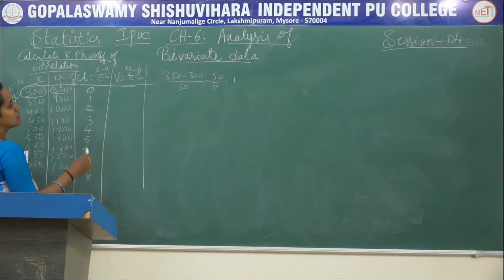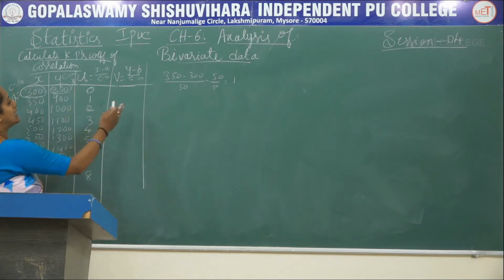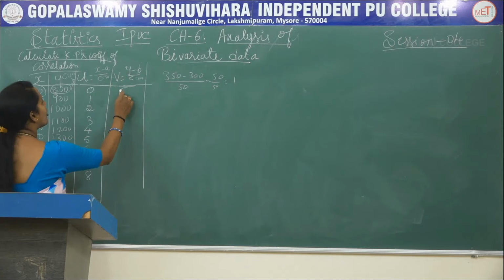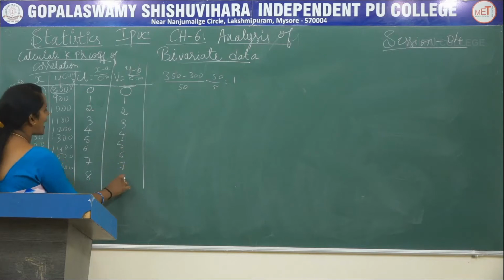For v also, the same procedure, the same steps we are following, but here c is equal to 100. Instead of 50, here c is equal to 100. That also gives 0, 1, 2, 3, 4, 5, 6, 7 and 8.